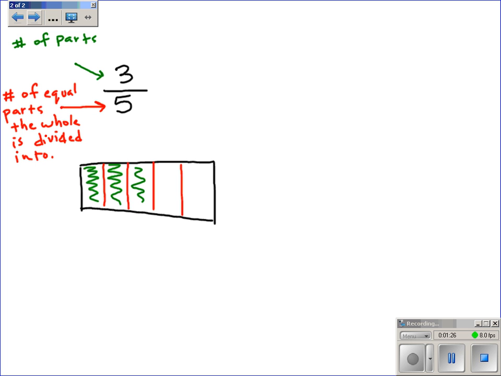or 3/5. Okay, now the question becomes, what does it mean when I take 3/5 and I add to it, let's say 1/5? Okay, well, I already have 3/5, and if I add one more fifth, then I have this one, which means in total I have 1, 2, 3, 4 fifths.